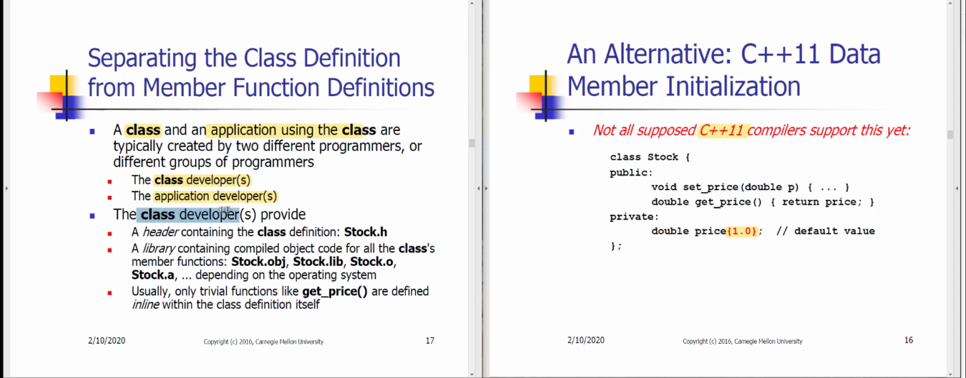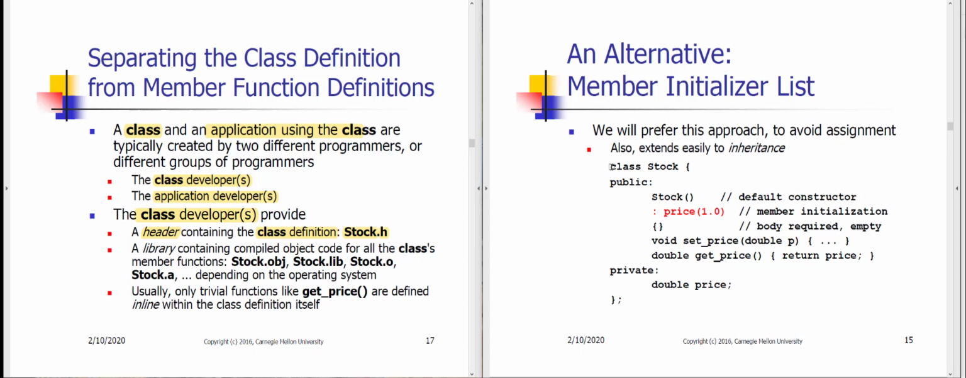Now, the class developer who wants to make a class available to some application developers to use needs to provide a header, usually named for the class with a .h file name extension, and that contains the class definition. By class definition, we mean this code consisting of the keyword class and the class name, followed by all of these components contained within curly braces, divided into a public section, which is usually member functions, and a private section, which is usually data members.